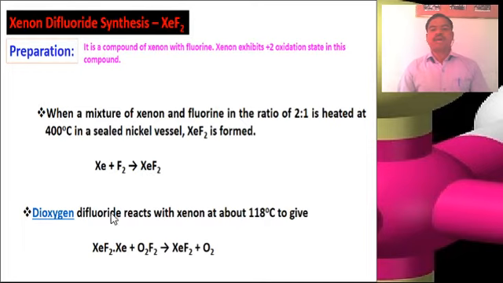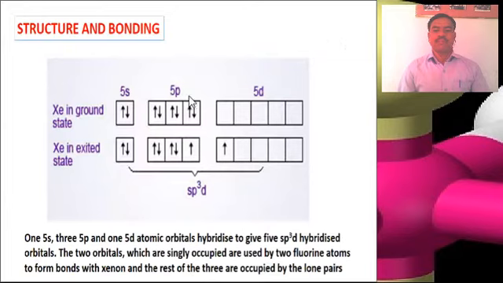Dioxygen difluoride reacts with xenon at about 180 degrees centigrade to give xenon difluoride. See the reaction: Xe plus O2F2 gives XeF2 with loss of an oxygen molecule. These are the preparations of the XeF2 molecule. Then, the structure and bonding of the XeF2 molecule.